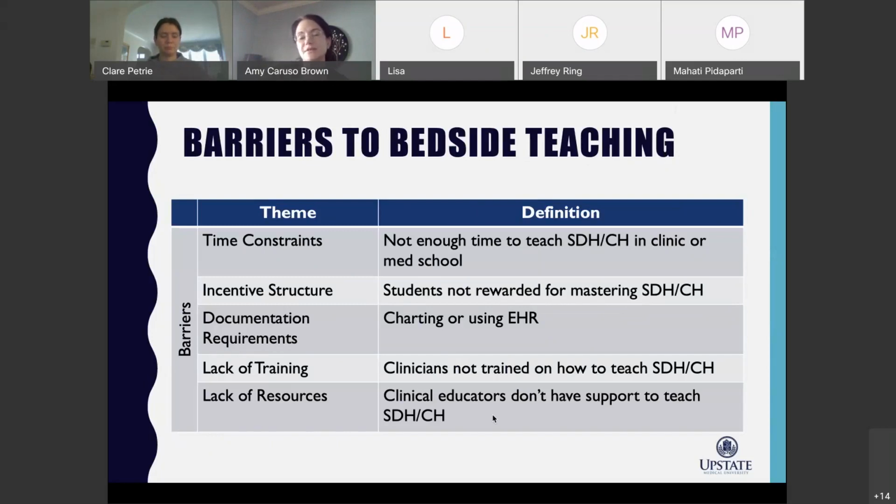There were concerns about the documentation requirements, and some of this again has changed, the landscape has changed a little bit with regard to student notes, but we found a lot of faculty were still in the default of saying student notes don't count for anything, therefore I need to design my clinic to account for that and not have my students doing much of this because I'm just going to have to repeat all their work, which goes back to the time constraints. They identified a lack of training, that they weren't trained in how to teach about SDH at the bedside, and then a lack of resources, so not having support to teach or assess students in this area.